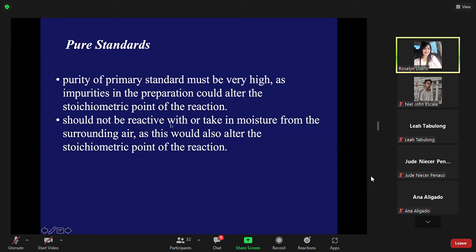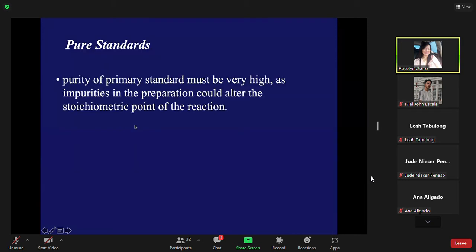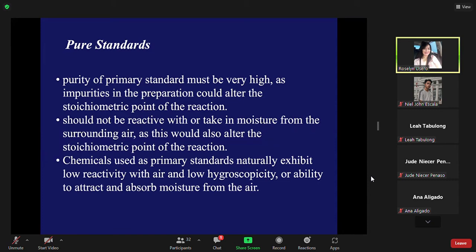It should not be reactive with or take in moisture from the surrounding air, as this would also alter the stoichiometric point of the reaction. All of these are not hygroscopic. They are stable. What else? Chemicals used as primary standards naturally exhibit low reactivity with air and low hygroscopicity, or ability to attract and absorb moisture from the air.